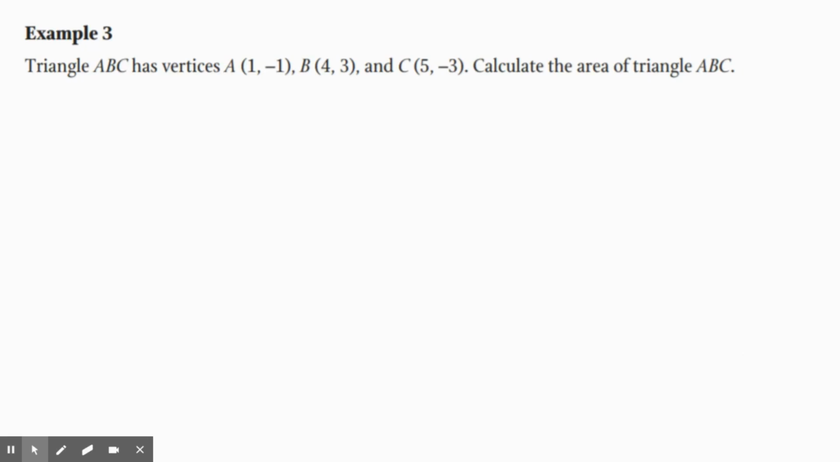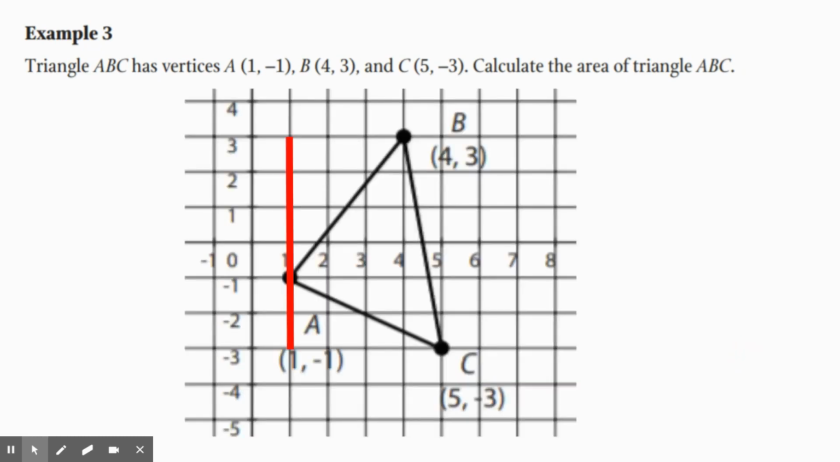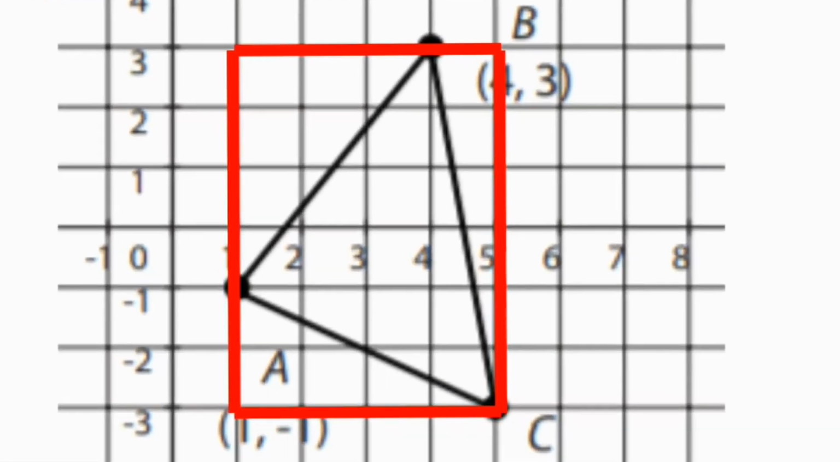Example 3: triangle ABC has vertices A(1, -1), B(4, 3), and C(5, -3). Calculate the area of the triangle. Now the book outlines a different method than what I'm going to show you. I'm going to show you the creating a rectangle method, which means that once you have graphed your triangle, we could create a rectangle around the triangle, in which case the triangle vertices are touching each of the sides of the rectangle. You're not supposed to go any larger or any smaller. Notice how point A, point B, and point C all lie on the rectangle.